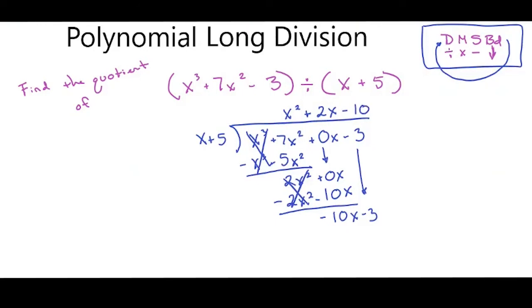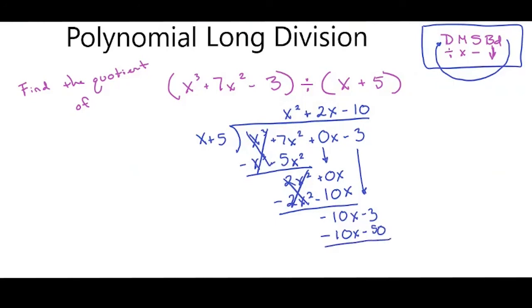Once you divide, you multiply again. So I have that negative 10, and that negative 10 is going to be multiplied by the 5. Negative 10 is also multiplied by the x. So I get negative 10x and negative 50.